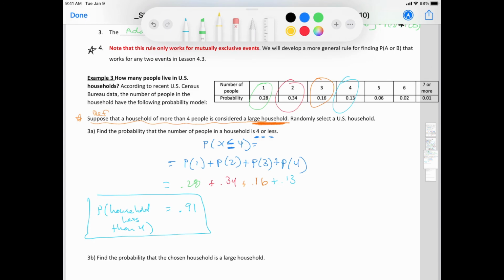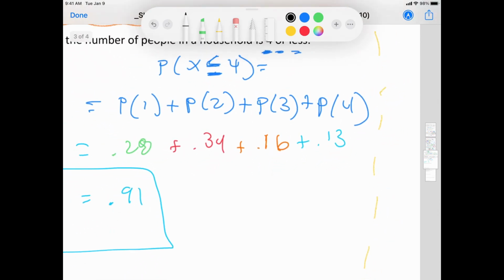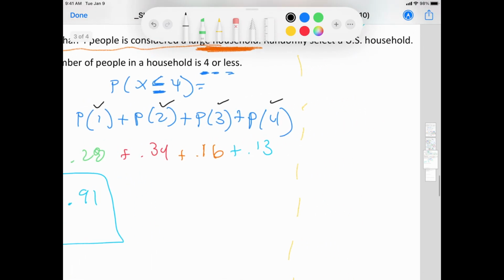Now, I said there's 2 ways of doing this. Sometimes in probability, it's faster. Instead of saying yes, in the last problem we said yes to 1 person, yes to 2, yes to 3 people, and yes to 4. Another way of saying that is you're basically saying no to 5 and no to 6.